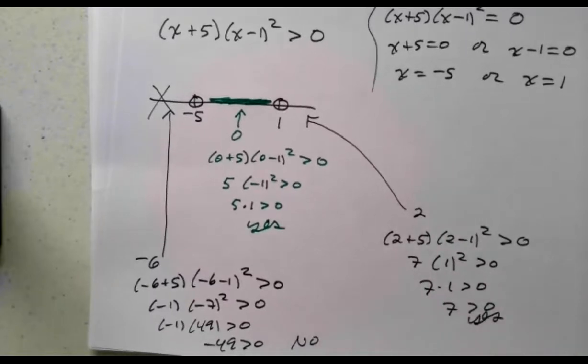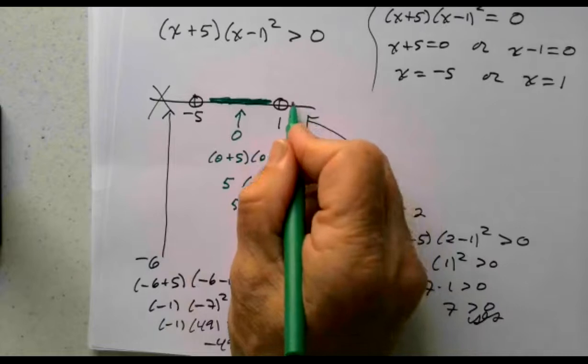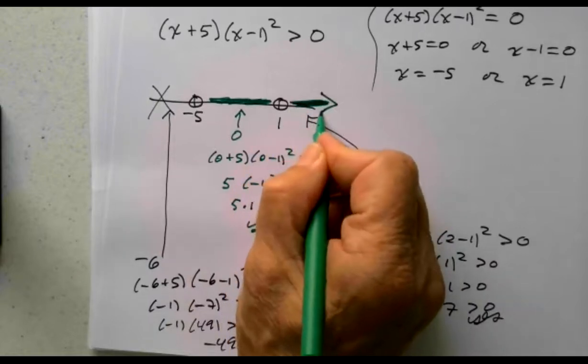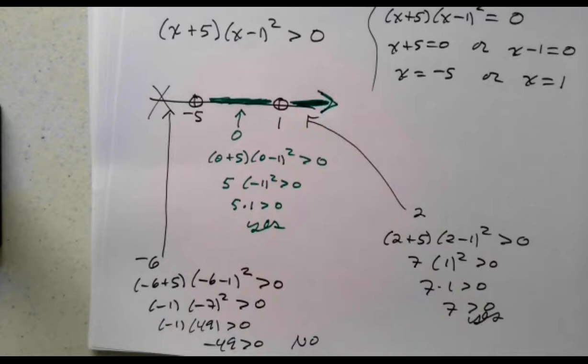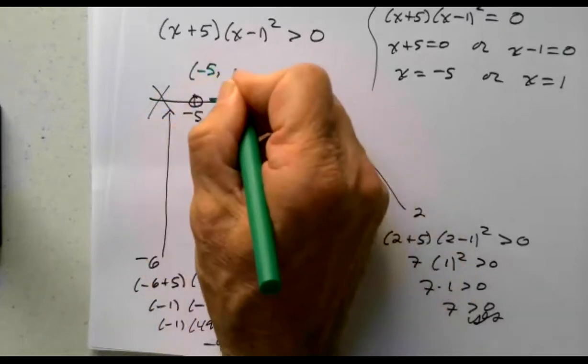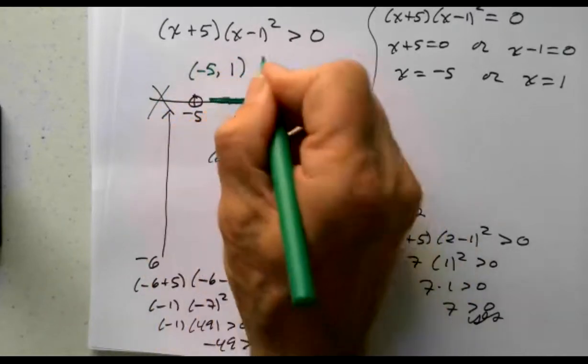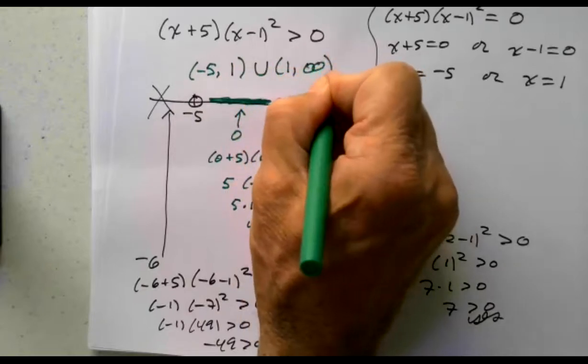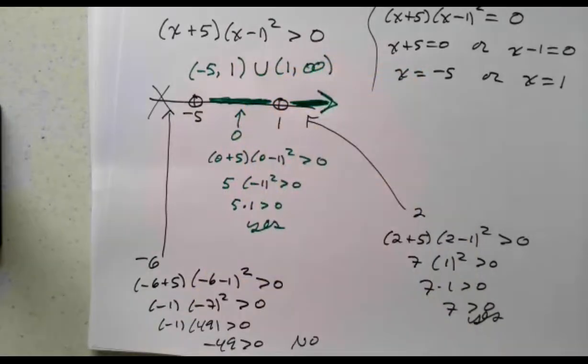Now, it doesn't usually happen that you get yeses next to each other. Most of the time, it alternates: yes, no, yes, no. But here's the rare circumstance where we have two yeses next to each other. So what is my answer in interval notation going to be? (−5, 1) union (1, ∞). So 1 is missing here, but that's what we're going for.